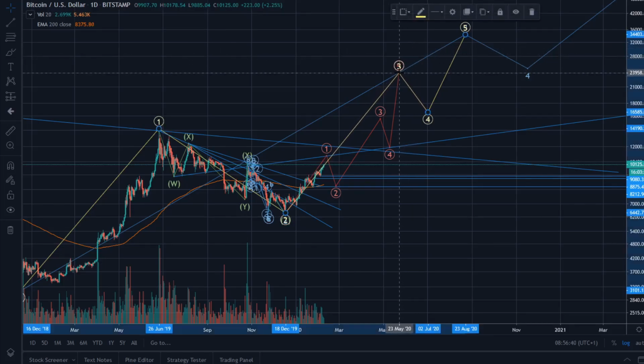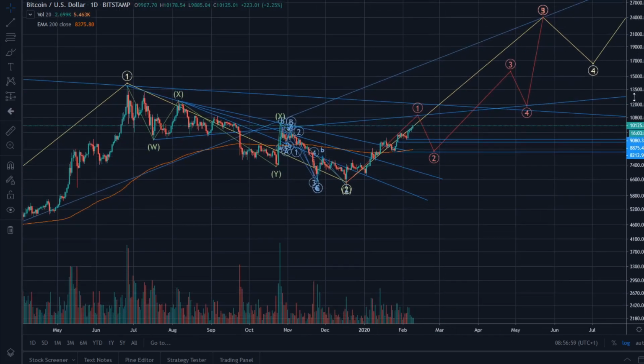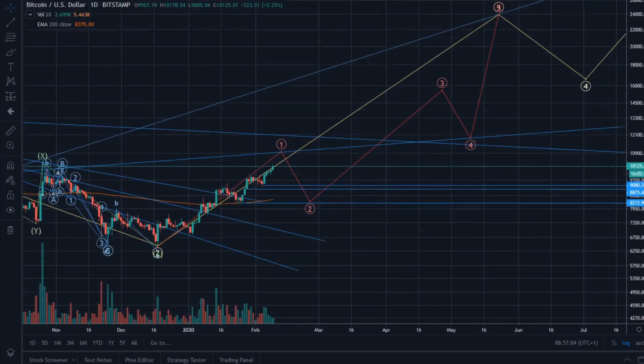But we have to see how those patterns unfold. But in my opinion, this looks really nice and really strong, and this increase should go on to either this or this trend line, and then we'll see how Bitcoin continues. But overall, I'm very, very bullish for Bitcoin, and this is a very, very productive chart pattern.